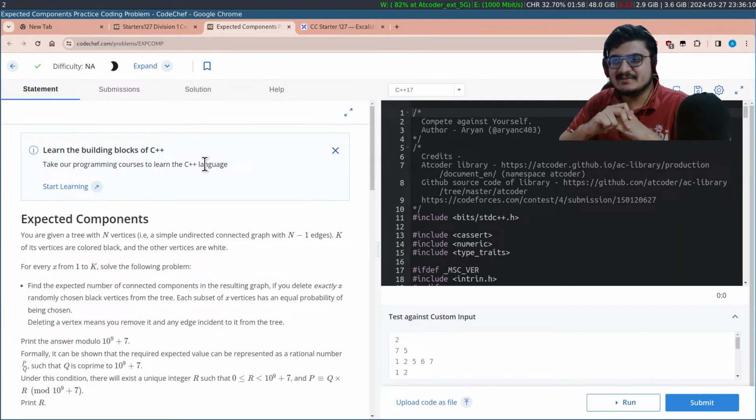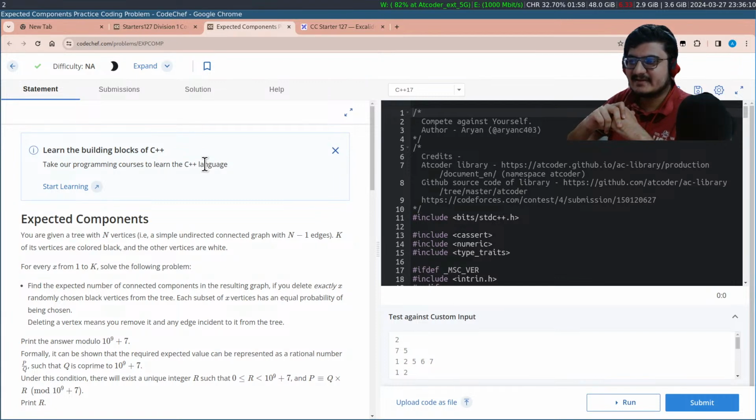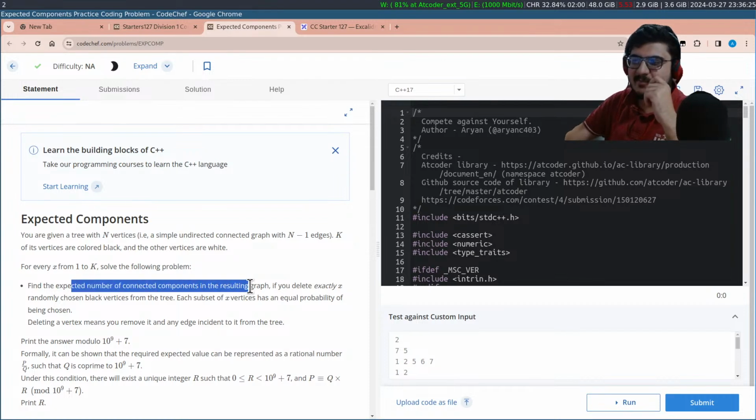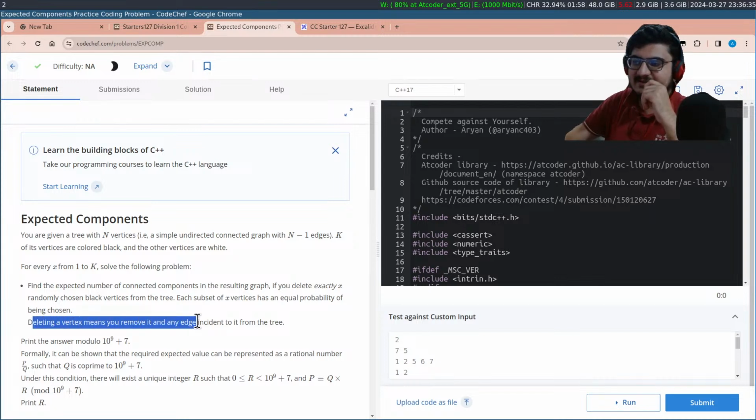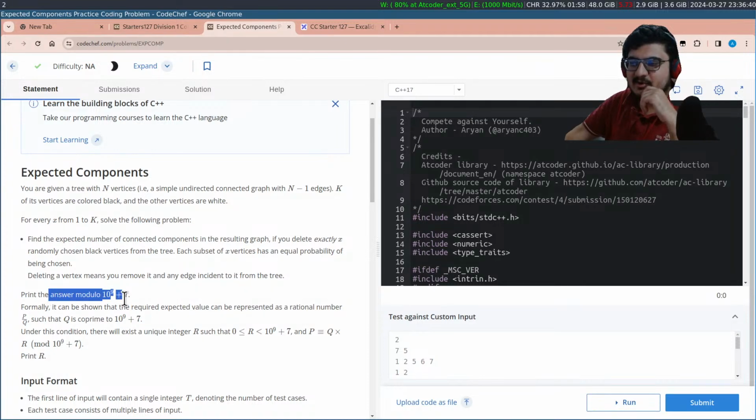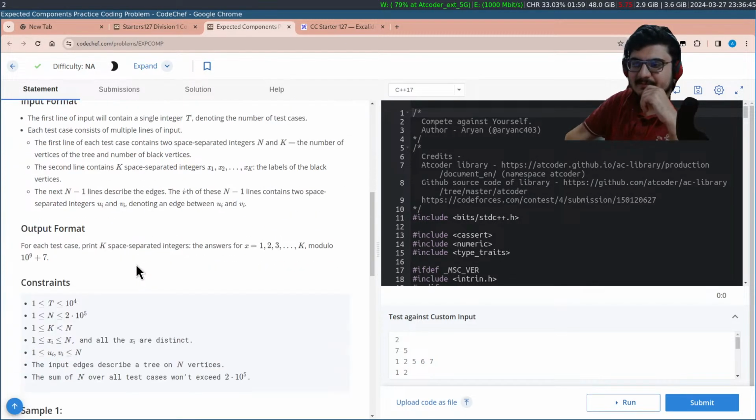It says, you are given a tree with n vertices. That is a simple undirected connected graph with n minus 1 edges. K of its vertices are colored black and other vertices are white. For every x from 1 to k, solve the following problem. Find the expected number of connected components in the resulting graph if you delete exactly x randomly chosen black vertices from the tree. Each subset of x vertices has equal probability of being chosen. Deleting a vertex means you remove it and any edge incident to it from the tree. Print the answer modulo 10^9+7. Formally, some definition is given.